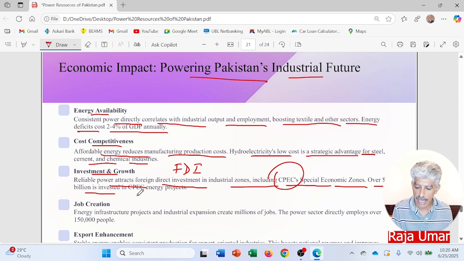Over $30 billion invested in CPEC energy projects, and we might be having the benefits of all those projects somehow up to 2030. So hope for the best.